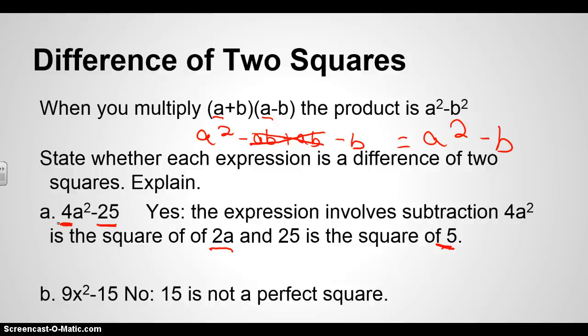When we look at the next example, we have 9x squared minus 15. This is not a difference of two squares because 15 is not a perfect square, because a number cannot be multiplied by itself to get the value 15.